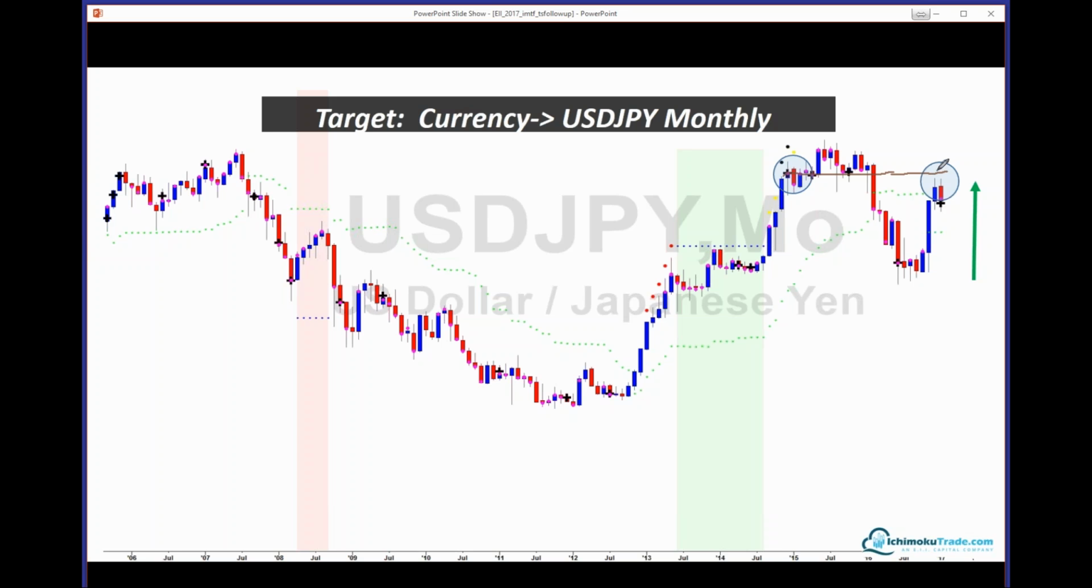You could use this as a target, or you could use a preserve mode. What we're doing is finding the past IMTF levels, dots and crosses that were major support resistance levels, and we're going to use them as targets or preserve mode for current trades. So this is the monthly chart for the US yen. Let me show you some other examples.